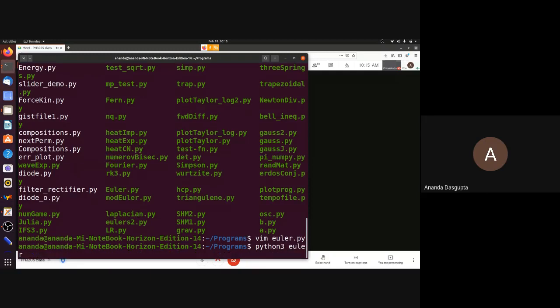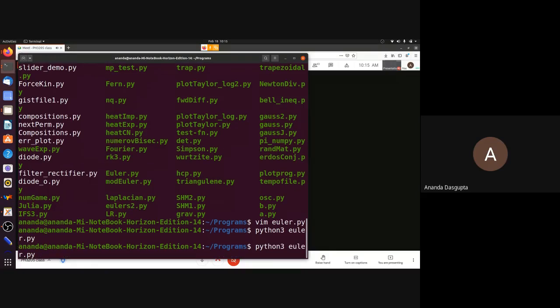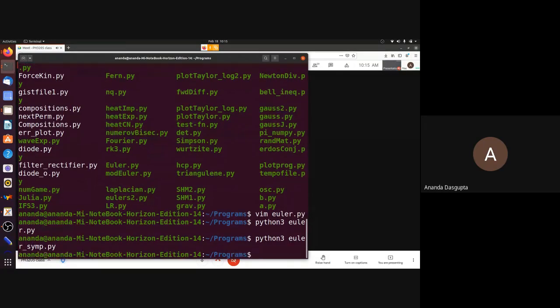So one of them was called Euler.py, and its output goes in the file called Euler.dat. I hope I remember that right. And the other one was called Euler_simp. Okay, so I've run the two programs to see what the output looks like.